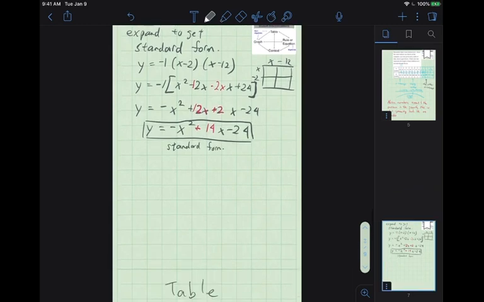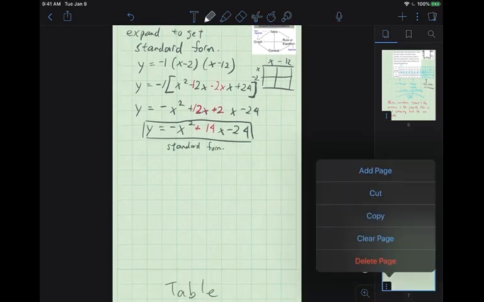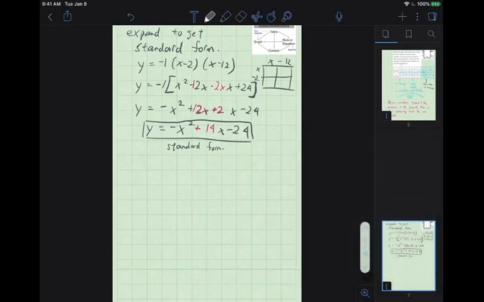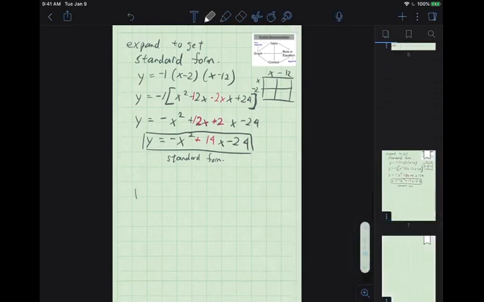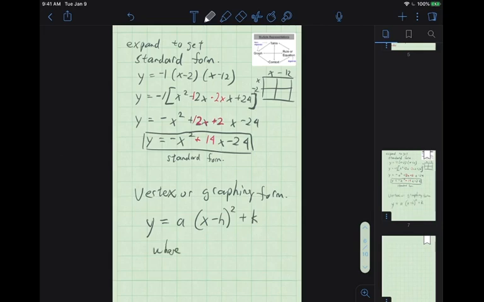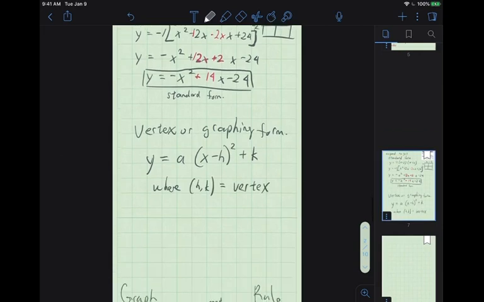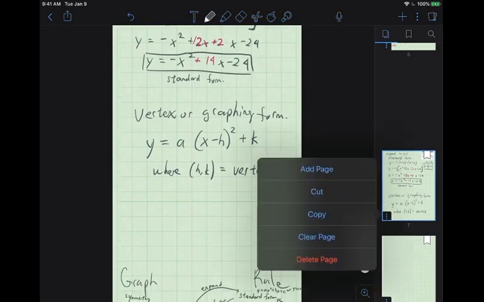And the last thing is reviewing vertex form, or the graphing form. That's why we needed to complete the square, right? Vertex or graphing form. General equation looks like this. I talked about it during our first school closure, but since then I haven't. So this is important, right? This is why we're learning to complete the square.